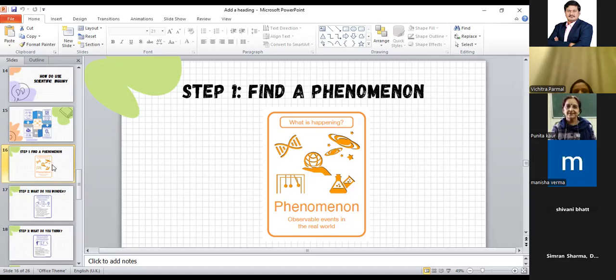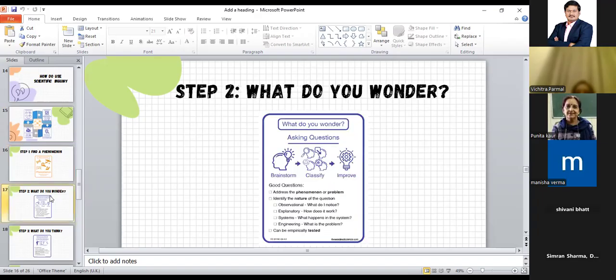So if you have a phenomenon, find out a phenomenon. In your particular lesson, whatever you're planning now, check for the phenomena. What do you want to teach? And you can find that out. Observe those events which are connecting to their real life context. And then develop good questioning skills in the students. Brainstorm those questions. Teach them the ways they can actually develop this question skill.